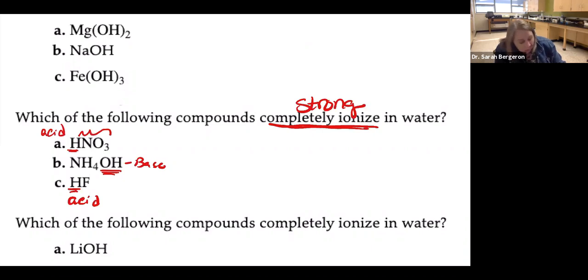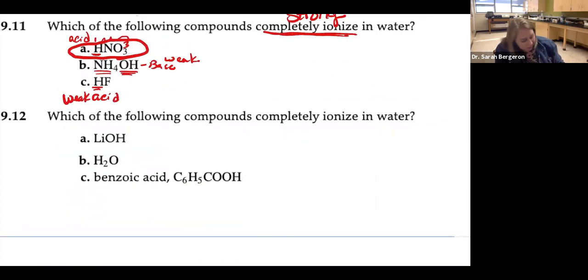And so now I need to know which of the ones are strong or which ones can completely ionize. If we look at HNO3, what we see is we have 1 hydrogen and we have 3 oxygens. And so that tells me I have 2 more oxygens than hydrogen. And so this one's going to be strong. NH4OH. If it's got NH4 in it, it's going to be weak. So this is a weak base. HF, we actually just did HF. So we said it was weak because it is not one of iodine, chlorine, and bromine.